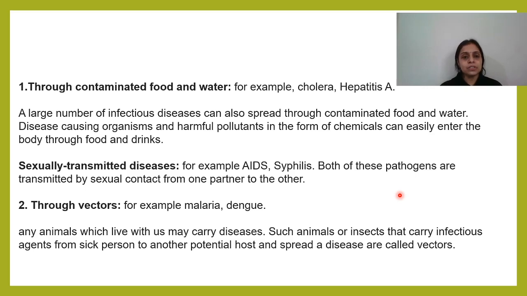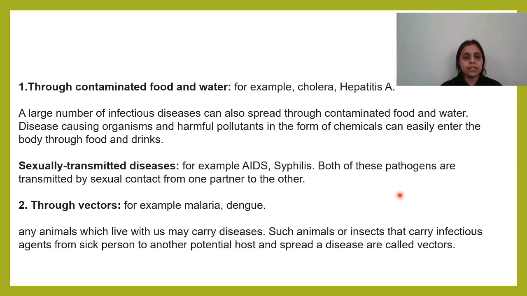Coming to the next method, contaminated food as well as water, for example cholera, hepatitis A. A large number of infectious diseases can spread through contaminated food and water. Disease-causing organisms and harmful pollutants in the form of chemicals can easily enter the body through food and drinks. Next is sexually transmitted diseases, for example AIDS, syphilis. Both of these pathogens are transmitted by sexual contact from one partner to another.